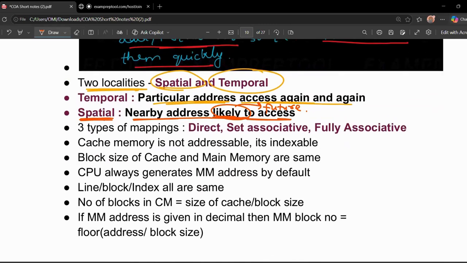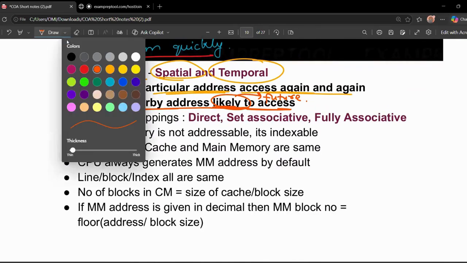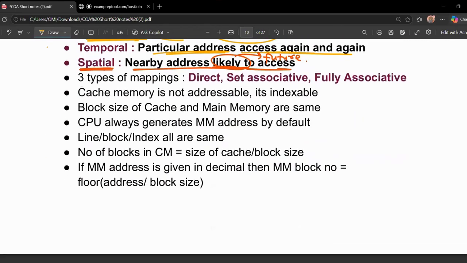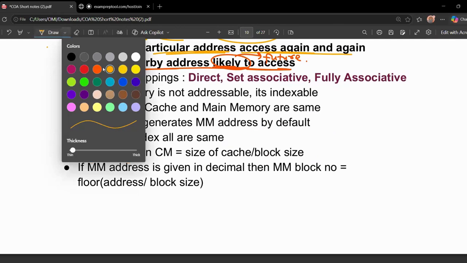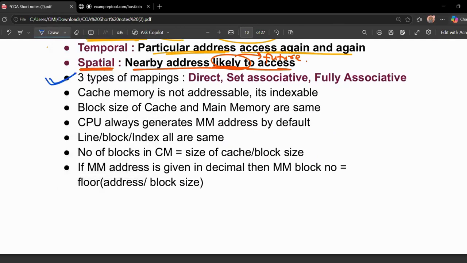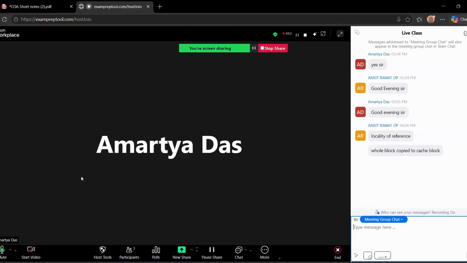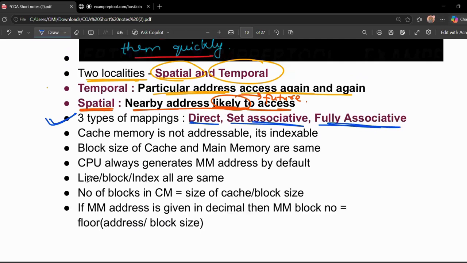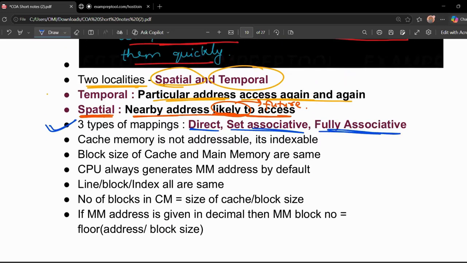This is all about the introduction: why the cache is needed and the concept behind it. Now, the majority of GATE PYQs come from this particular topic. We have three types of mapping: direct, set associative, and fully associative. Now, why is mapping needed?